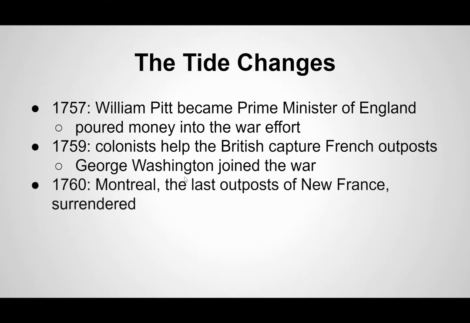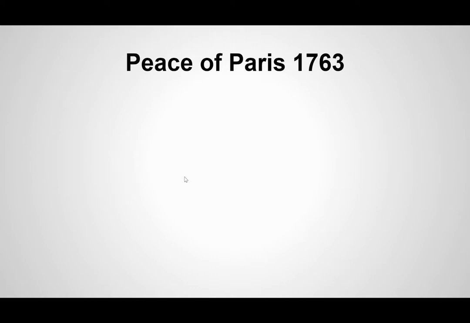And then in 1760, Montreal, which is in Canada, and was the last outpost in New France, surrenders, and this is going to really bring an end to the war as France is going to surrender to Britain. And so whenever the war is over, they have to sign a peace treaty, which they do in Paris in 1763, and the peace treaty does a couple of things.